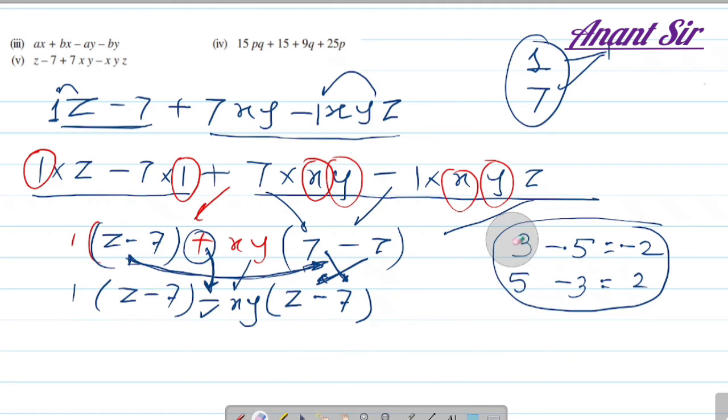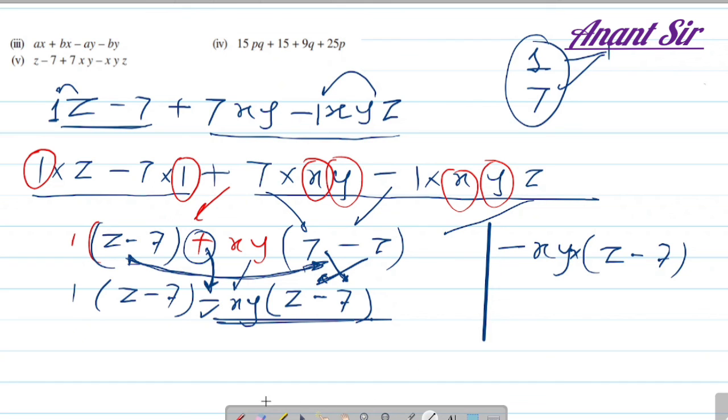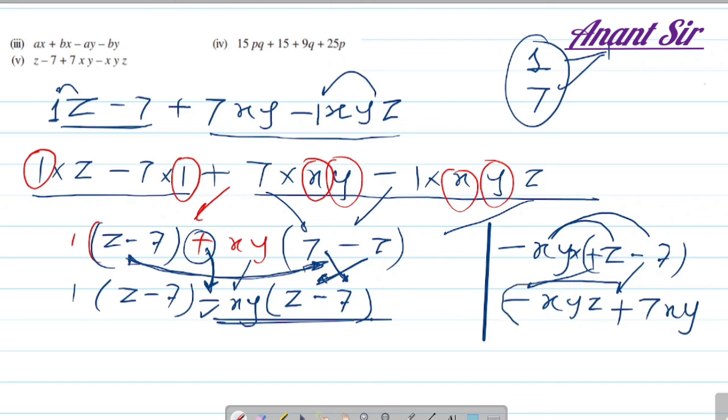Because see, if you open the bracket now, I am writing this term, minus xy multiplied by z minus 7. If you open the bracket, what is there between this minus xy and the bracket? Multiplication. When you multiply by a negative term, you have to change the sign of each term in the bracket. It was positive z, so it will become minus zxy, that is minus xyz. And this minus will become plus 7 into xy is 7xy. So see, actually we have just changed the way of writing it. We have not changed the question.